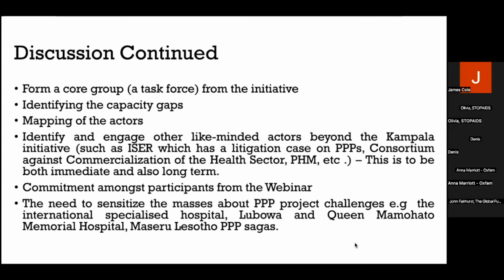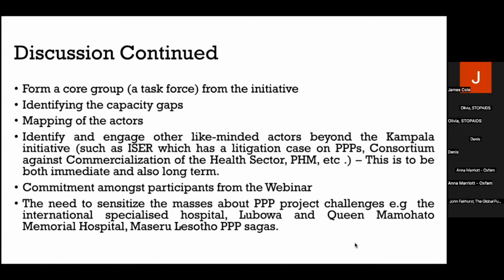Then the other issue should be to identify and engage other like-minded actors beyond the Kampala Initiative. We have so many groups, and I have been part of the People's Health Movement. We have ISA, who are, for instance, having a case in Uganda against a given PPP that has really caused a lot of financial loss to the country. Then we also have the consortium against commercialization of the health sector, and many others. So this is to be both immediate, and it can also work for us in the long run.